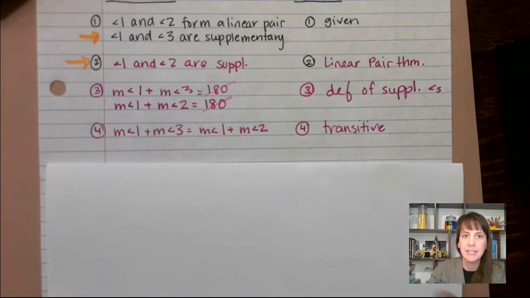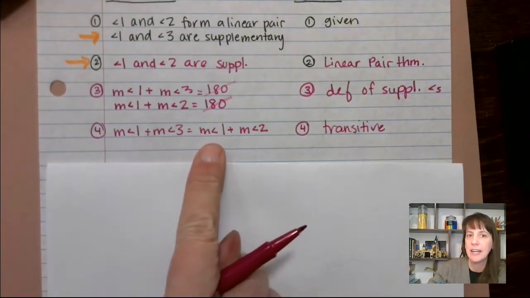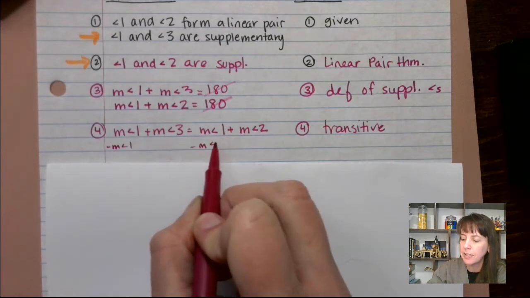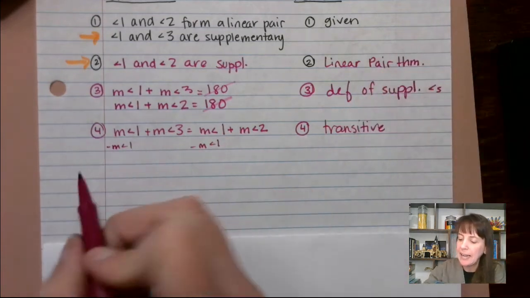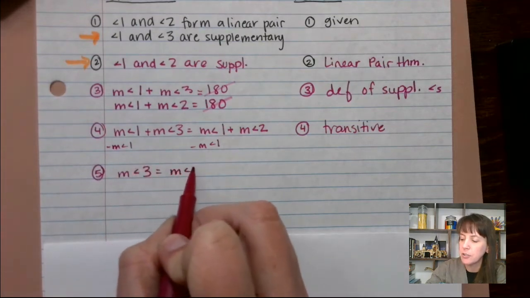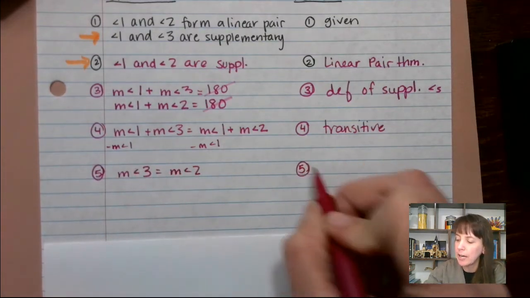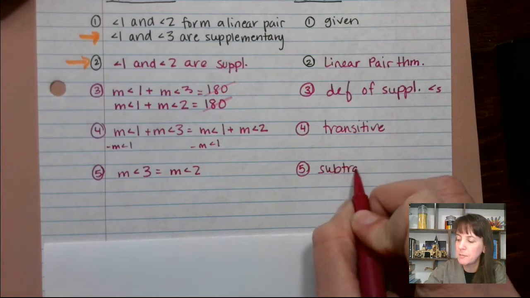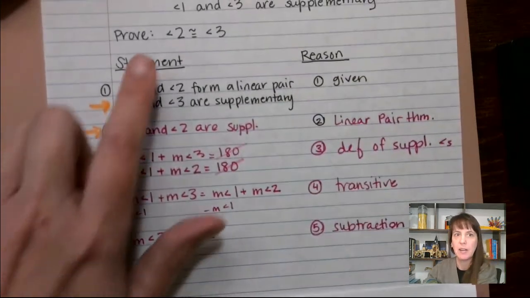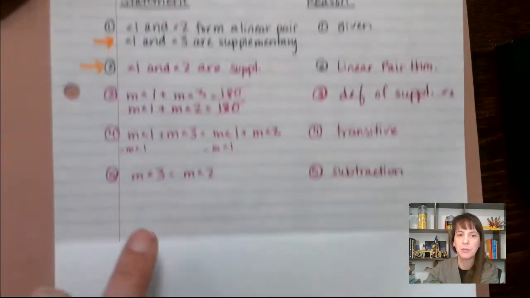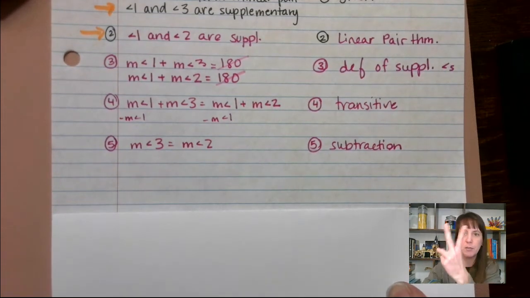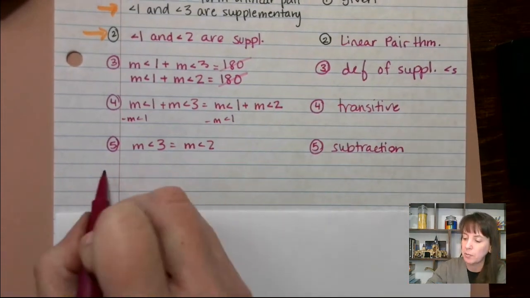So I come over here and I see, well, I have measure of angle 1 here and here. If I subtract measure of angle 1 from both places, I end up with measure of angle 3 equals the measure of angle 2. And that's from subtraction. Okay, now I realize I just made a tiny mistake here because I'm trying to prove angle 2 is congruent to angle 3, and you'll see that I have angle 3 is equal to angle 2. I need to flip those around. That's called the symmetric property.